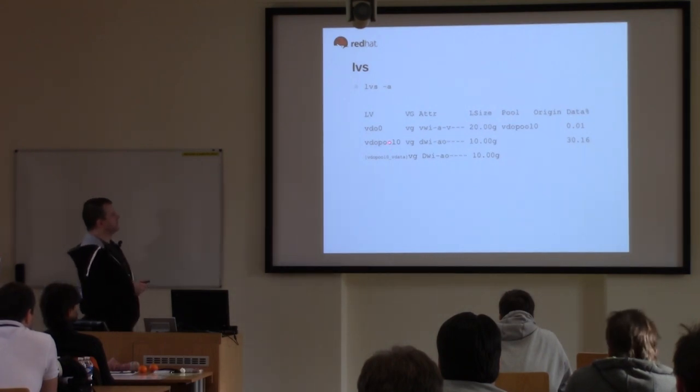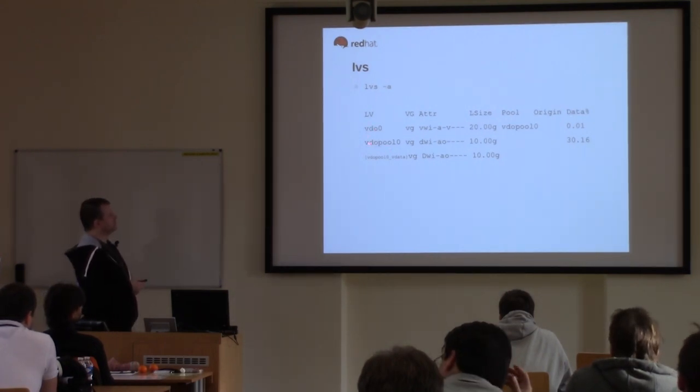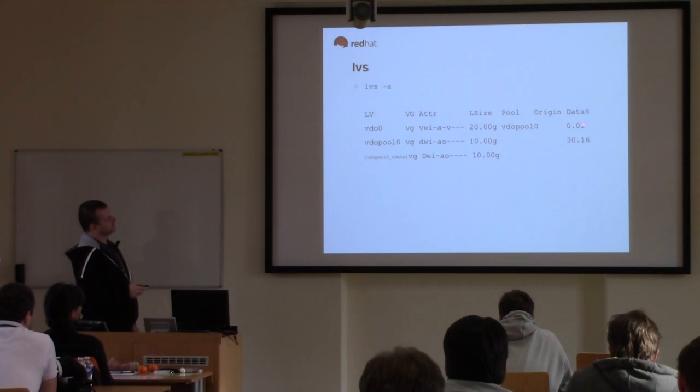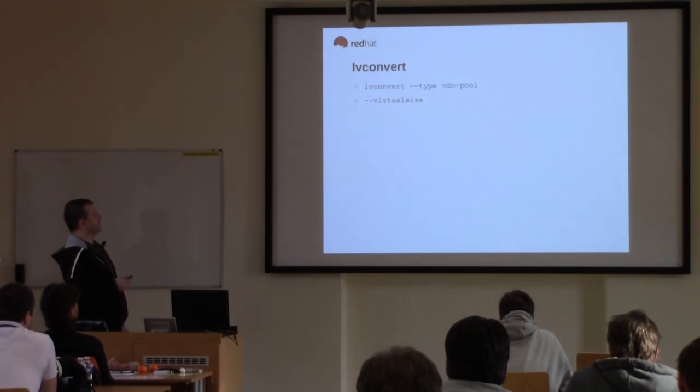How we present VDO to the user. As you can see, there is that virtual LV, there is the pool, and there is the data LV. You can see that the physical size of the volume is 10G. The VDO LV itself has 20G. And this is after mkfs, so a few bits are used. So, reference for the VDO pool, and that's it.